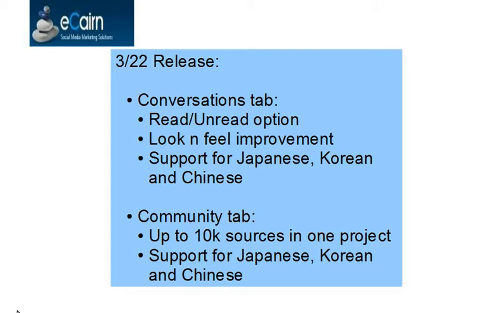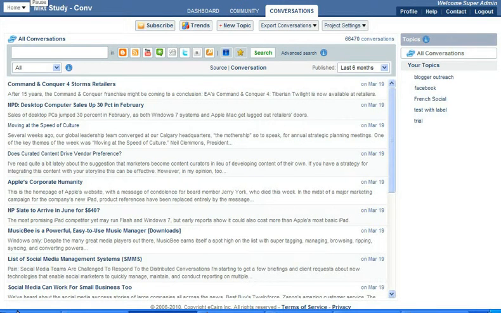In the Community tab, we've upped the maximum number of sources you can have in a single project to 10,000. And we also added support for the languages mentioned before. Thus, you can configure the application to search for relevant sources in those languages automatically for you. So now let's have a look at those improvements.